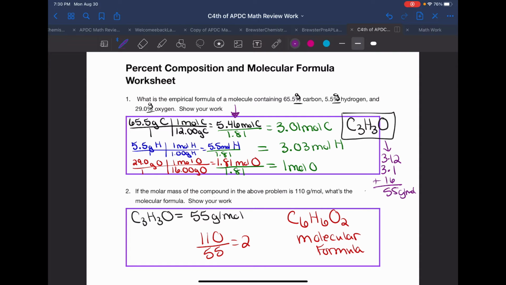So then all I have to do is figure out how many times 55 goes into the 110. So 110 divided by 55 is 2. Now I just simply multiply my formula by 2, and I get C6H6O2.